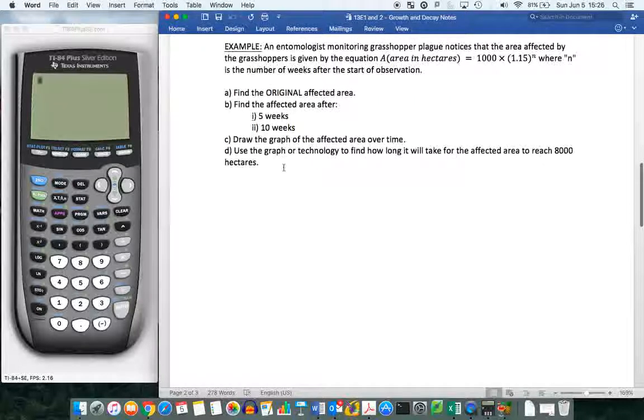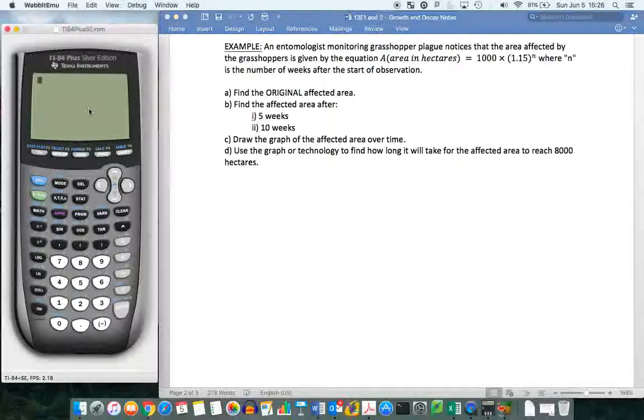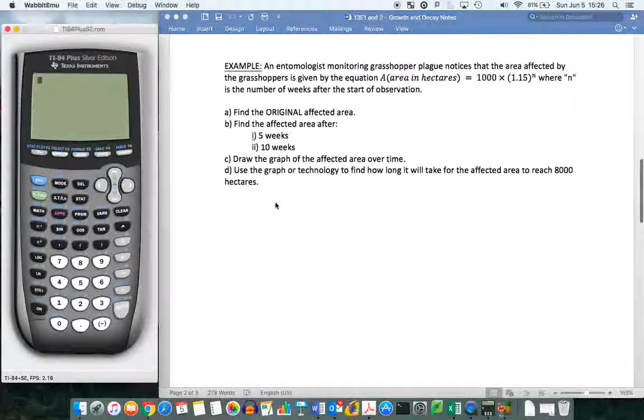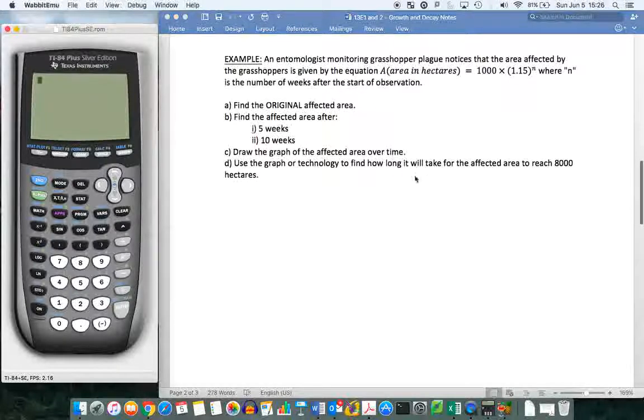I'm just going to get the calculator to do that. You would need to find a way to draw that on your page. I can give you tips on how to do that as well. Basically a substitution, okay? And D, use the graph or technology to find how long it will take for the affected area to reach 8,000.